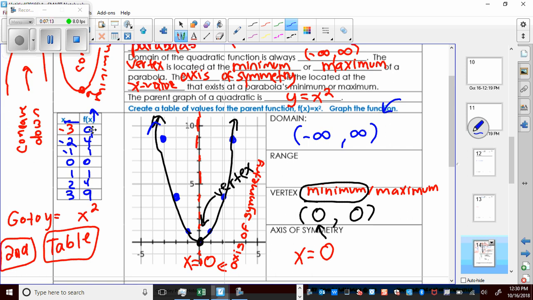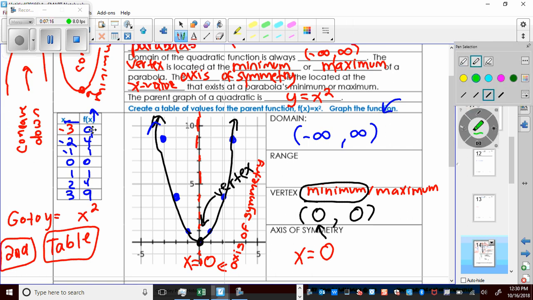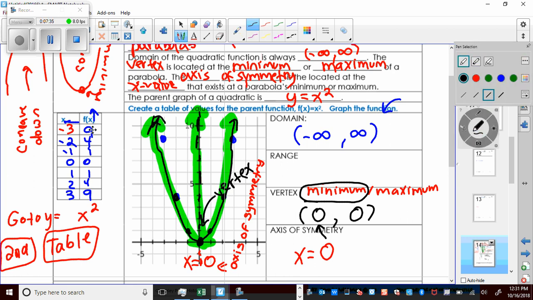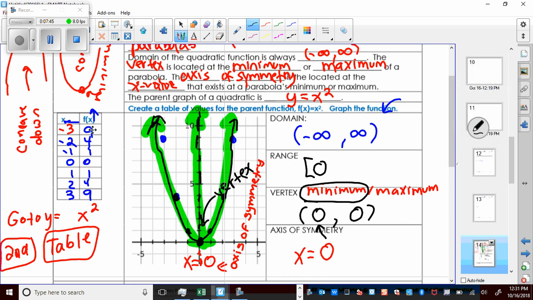Now, for the range, my lowest y value is 0. I can look at both sides. They're both going upwards. The y values increase on both sides, so I can conclude that this is going from 0 to positive infinity. Is it on the curve? Yes. Is there a hole there? No. Then it's a bracket. If it's on the curve, it's a bracket. 0 to positive infinity.